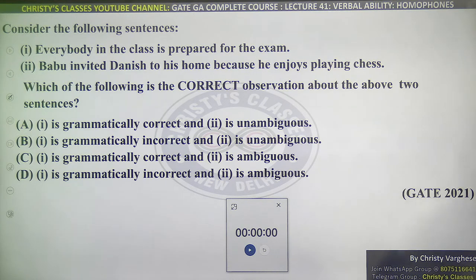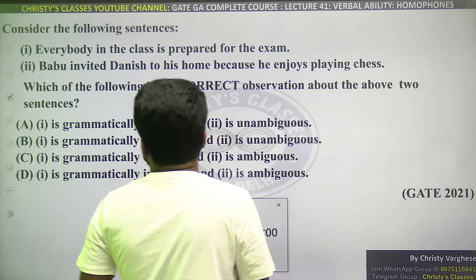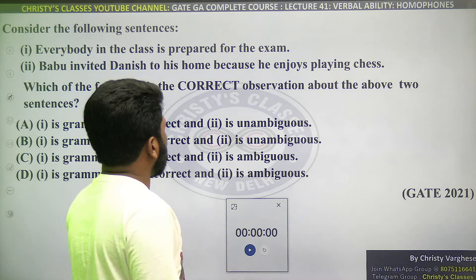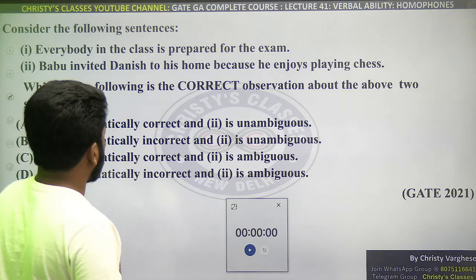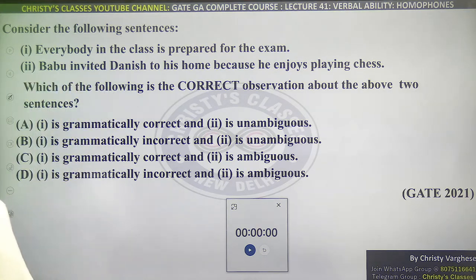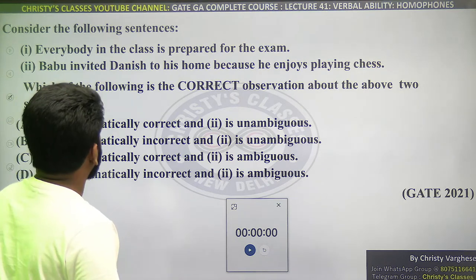Okay, some of you got an answer. Can you explain why it is correct? Consider the following sentences. Everybody in the class is prepared for the exam. Is it a valid sentence or grammatically correct sentence? Because the option is saying about grammatical correctness and ambiguity. Ambiguity I will come to, but grammatical correctness, let us check first.